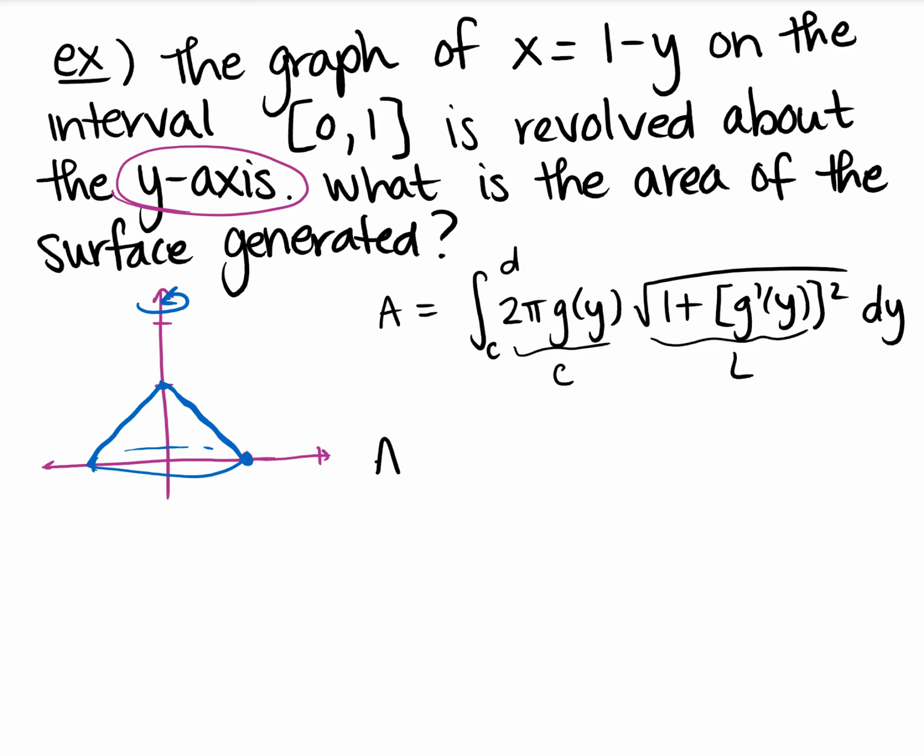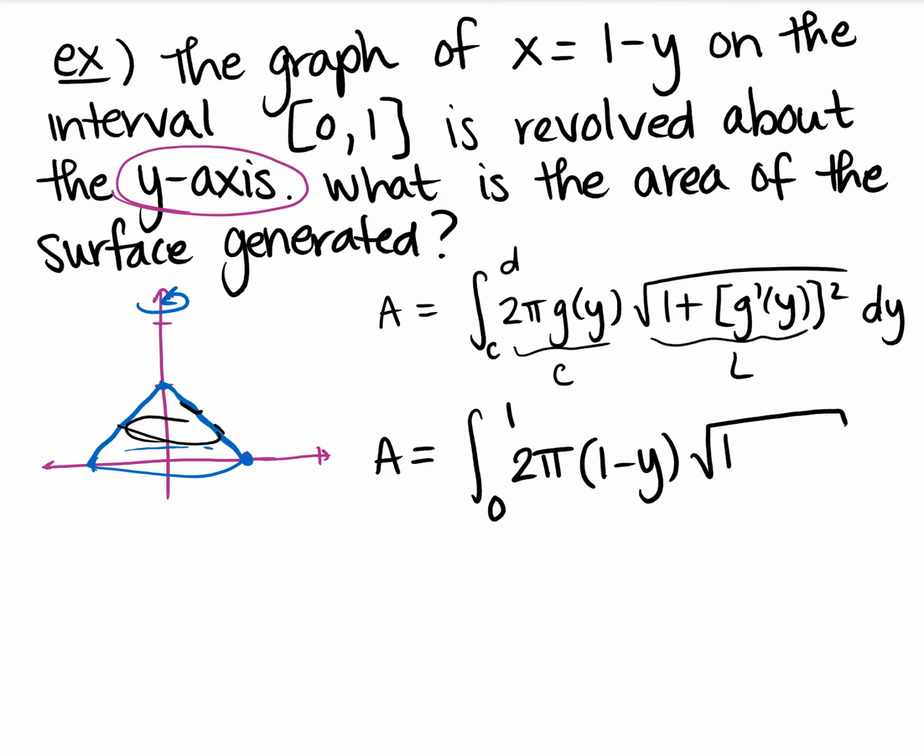All right, so what's my area then? I can take those little lengths and then I can revolve them around the y direction. Where can I take those little lengths? I can take them from 0 to 1. 2 pi, what is my function? 1 minus y. And then I have the square root of 1 plus, what is the derivative of 1 minus y with respect to y? It would be negative 1. And that's going to be squared.